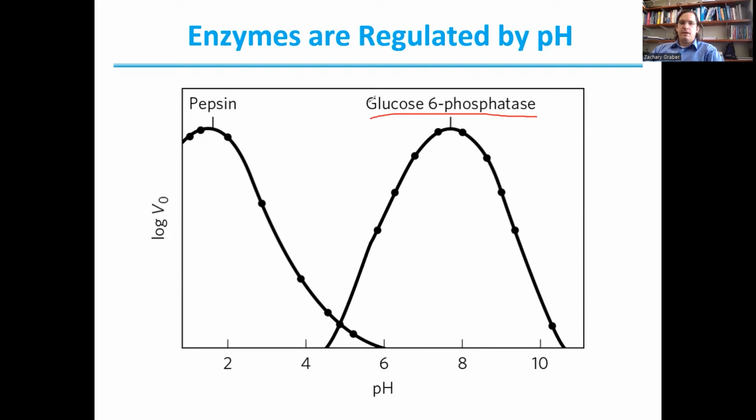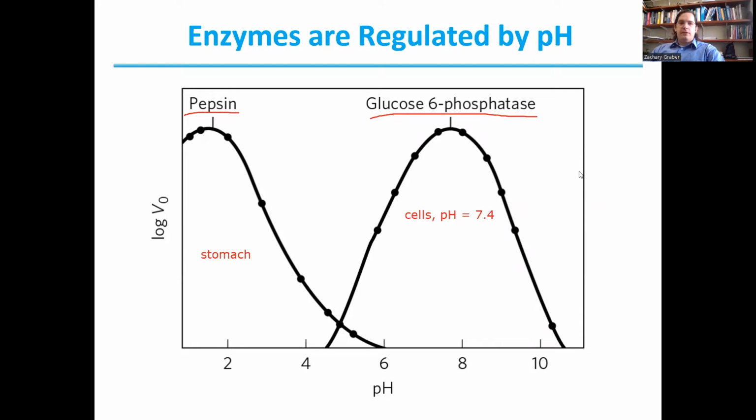So you can see we have two different enzymes here, glucose 6-phosphatase with an optimum pH just below 8, and we have pepsin here with an optimum pH just below pH 2. So pepsin is designed to work in the stomach, where we have a very high degree of acidity and a low pH. And our glucose 6-phosphatase is designed to work in our cells, where we tend to have a higher pH. So we have our buffered pH. It's going to be around 7.4, right near the optimum of our glucose 6-phosphatase.